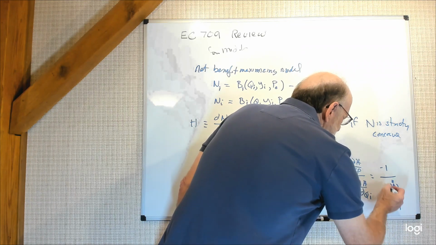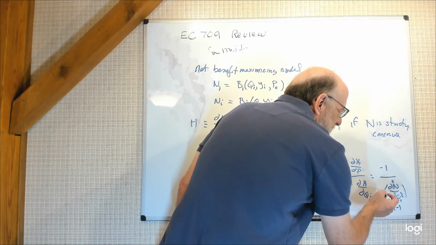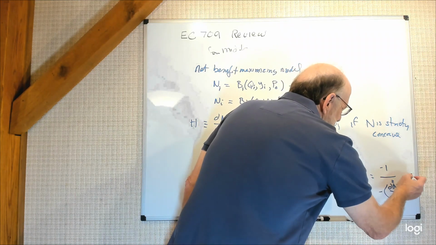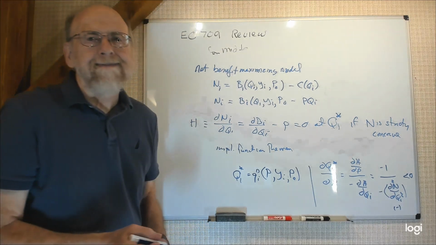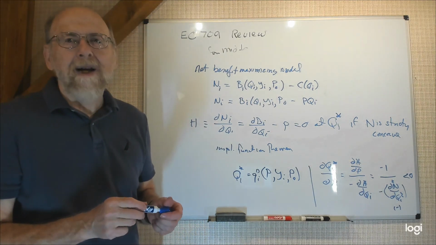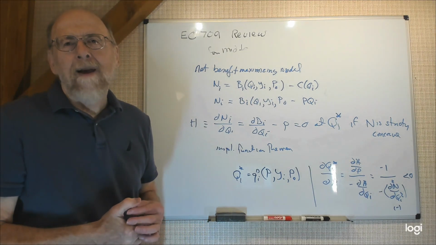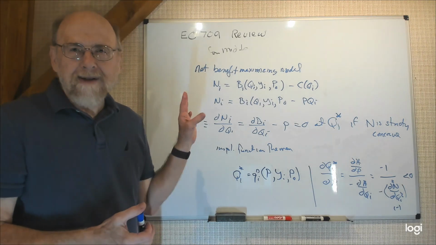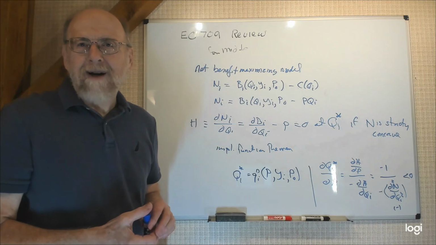And that's going to be negative if the net benefit function is strictly concave. Little minus sign out in front, so the whole thing is going to be less than 0. And so if the net benefit function is strictly concave, then it's going to turn out that demand curves derived from this function are going to be downward sloping.